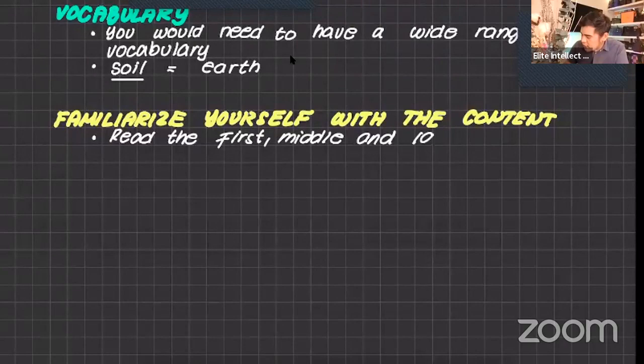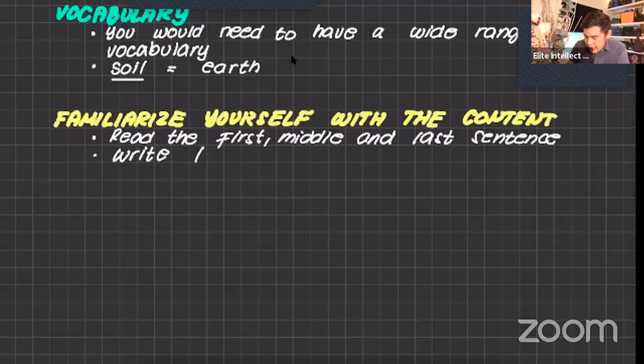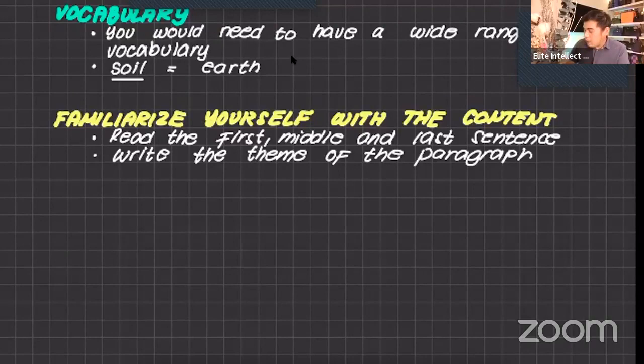And then what you can do is to write the theme of the paragraph on top. Guys, this is quick to do. Basically, you're saving yourself the drama of reading everything. I'll show you an example.